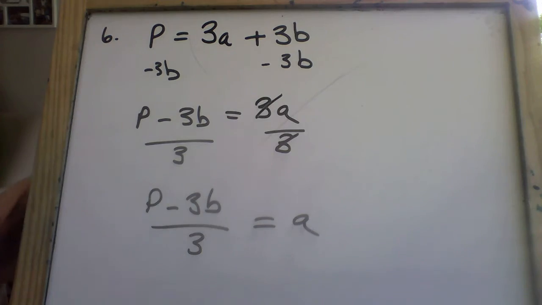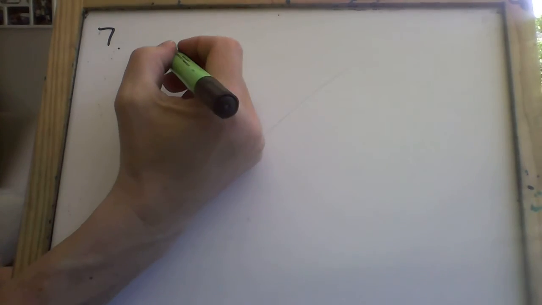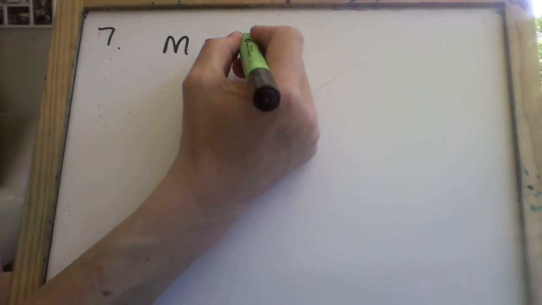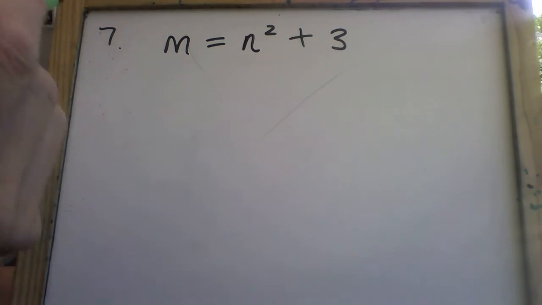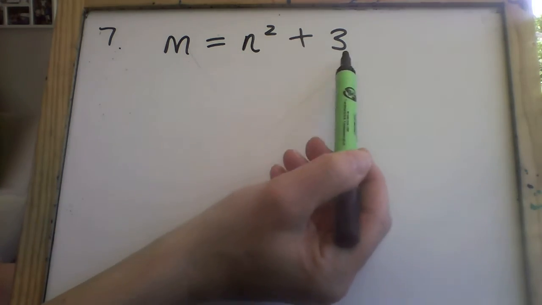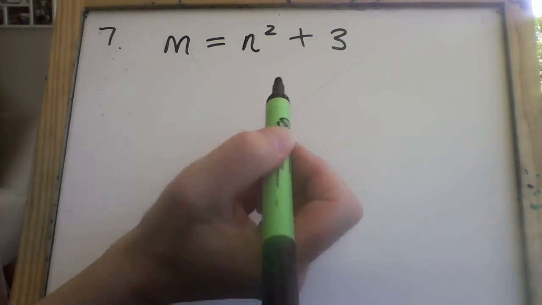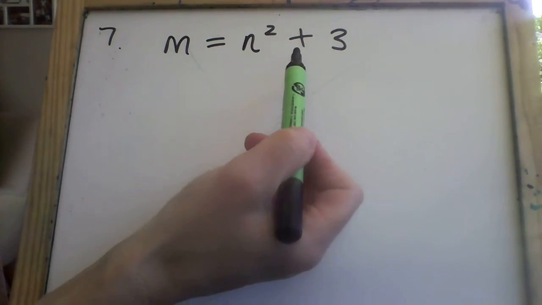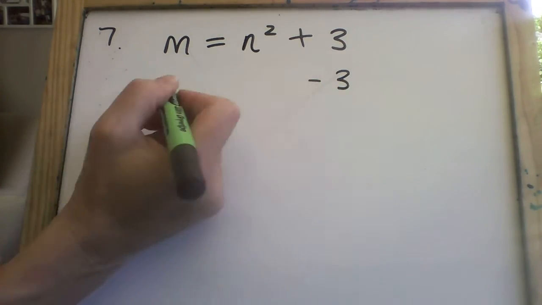Right, so now we're going to go on to number 7. Don't hesitate to stop the video, pause it and have a look at my workings. So number 7 is m equals n squared plus 3. So similarly to number 6, we've got this plus 3 hanging off the end here, haven't we? So we can get rid of that bit first. And to get rid of it, we do the opposite. And the opposite of plus 3 is minus 3. So we're going to take away 3 from both sides.